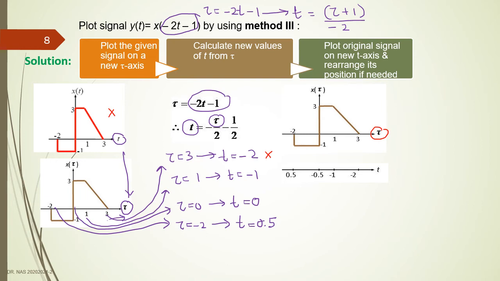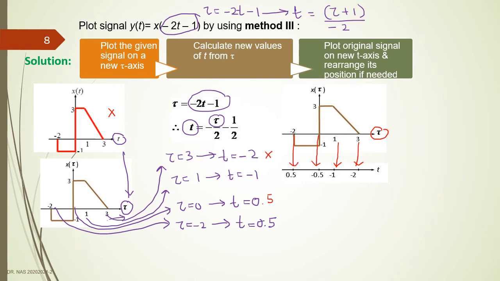When tau equals 3, your new t equals -2. When tau equals 1, new t is -1. When tau equals 0, new t is -0.5. Please check this calculation. When tau equals -2, new t is 0.5.